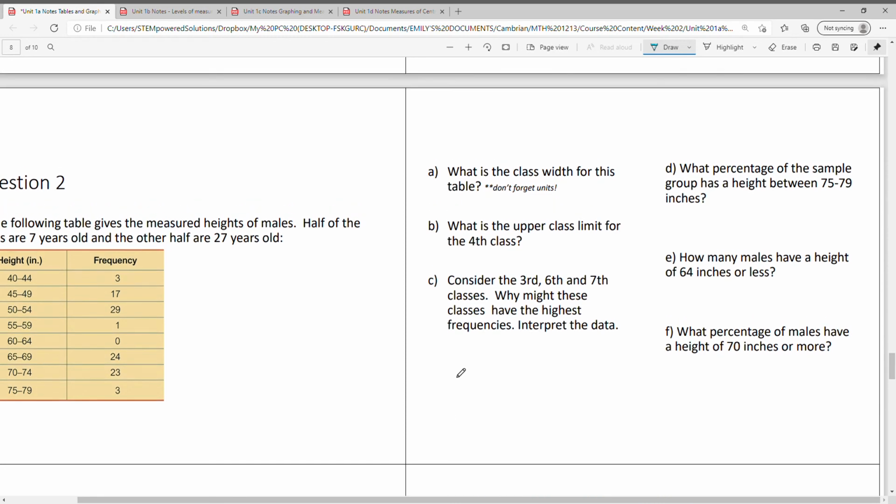Interpret the data. D. What percentage of the sample group has a height between 75 to 79 inches? E. How many males have a height of 64 inches or less? And F. What percentage of males have a height of 70 inches or more?